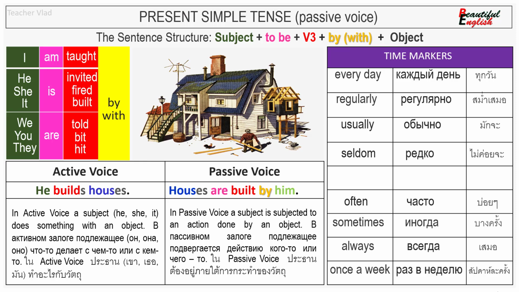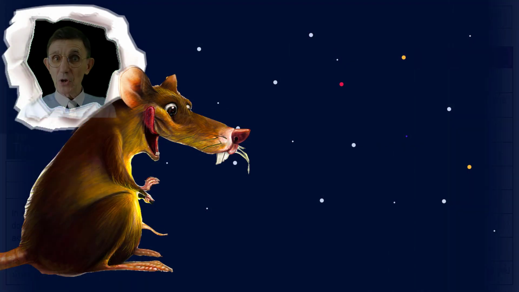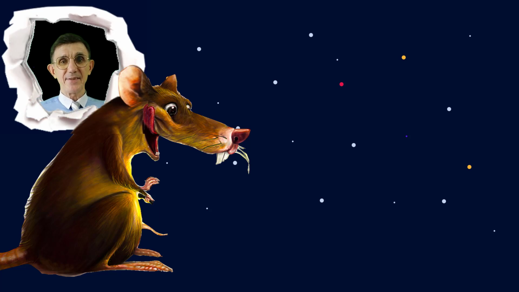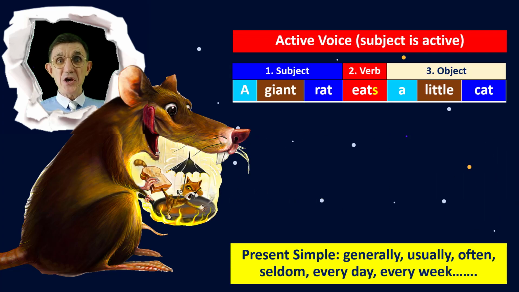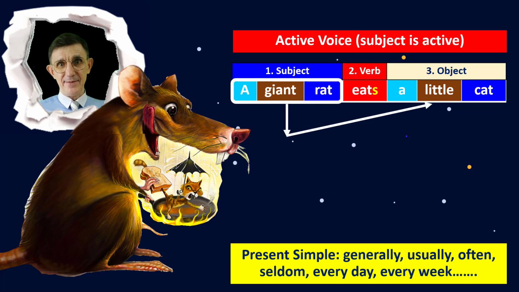Though this grammar diagram looks beautiful and easy to understand, it doesn't give a clear imagination about what the passive voice is and what is the difference between the active and the passive voice. Now, let's have a look at this slide. We see a giant rat, and this giant rat eats a little cat. We can see a sentence structure above the sentence, and we can also see that it is a subject, a rat, that does something to an object, a cat. A giant rat eats a little cat.